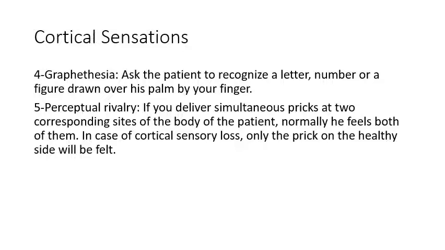To examine perceptual rivalry, you deliver simultaneous pricks at 2 corresponding sites of the body of the patient. Normally, he feels both of them. In case of cortical sensory loss, only the prick on the healthy side will be felt.